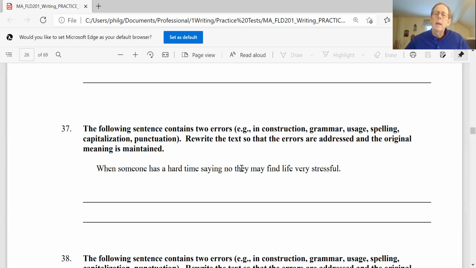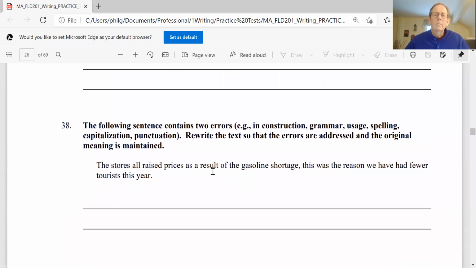Or you could say he may find, or she may find. You could say he or she may find. All of those would satisfy the singular pronoun requirement. And let's look at one more.